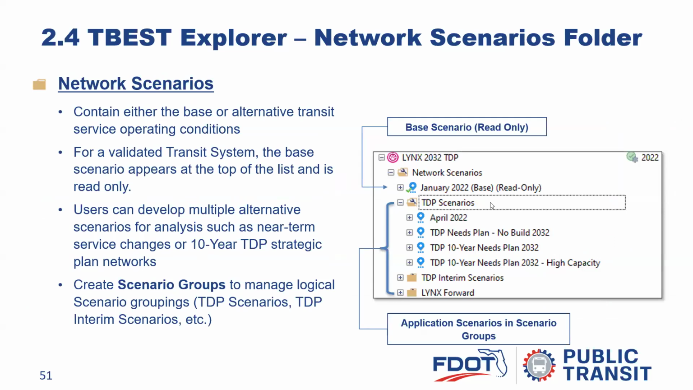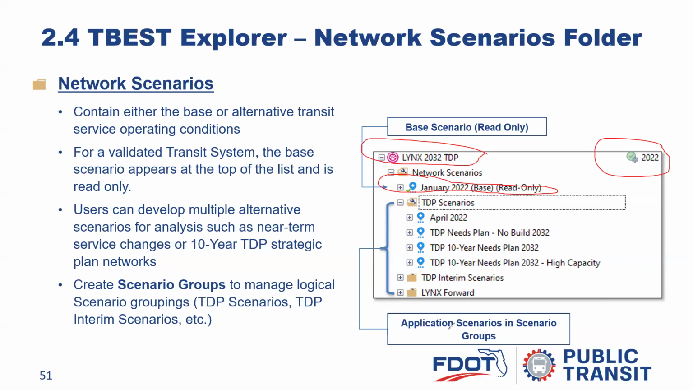Okay, just in terms of the network scenarios, the setup here is a little more involved, where you have a base scenario, which is read-only. So this is after model validation. You can see this is the links 2032 TDP, and I'll just do some drawing here. This is the validation on the links 2032 TDP. This is your base scenario, which is set to read-only. So after validation, the base scenario becomes read-only.